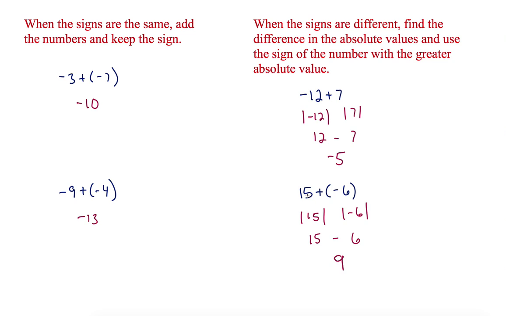That's my digit. Now, which one of these numbers is farther from 0? Is it 15 or -6? Well, 15 is farther from 0, and since 15 is positive, my answer is positive. So there you go. That's how you add integers.